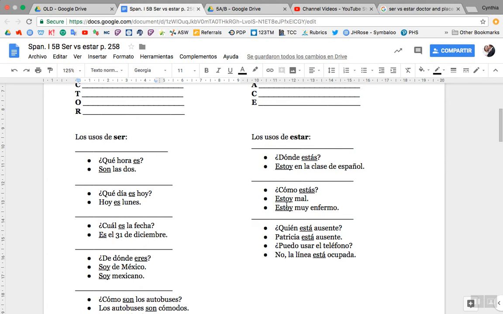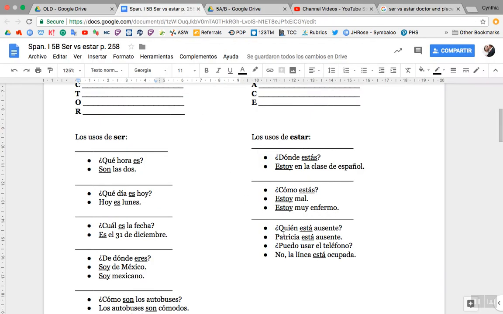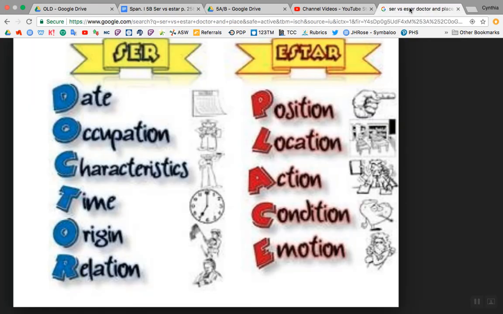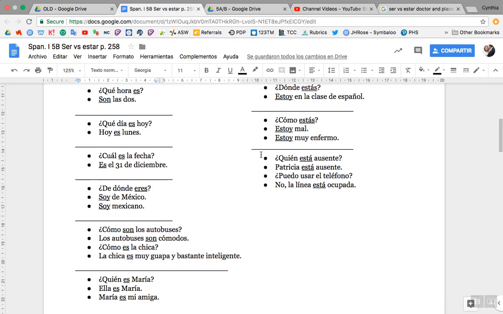¿Cómo estás? Estoy mal. Estoy muy enfermo. So how are you? I'm bad. I'm very sick. Those would be conditional things, the C in that. And ¿quién está ausente? Who's absent? That would be conditional. Well, no, action. They're absent. Okay? Those are just some quick examples.